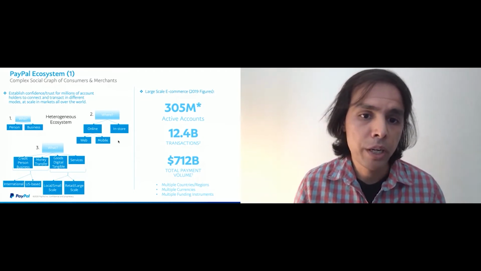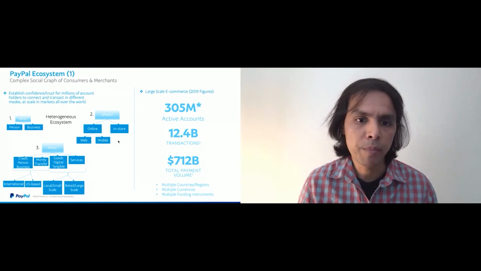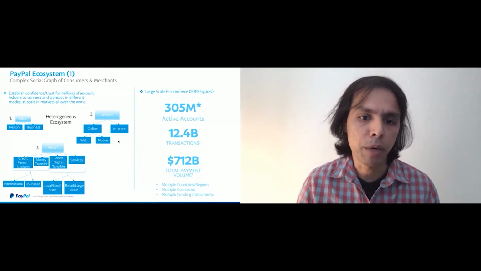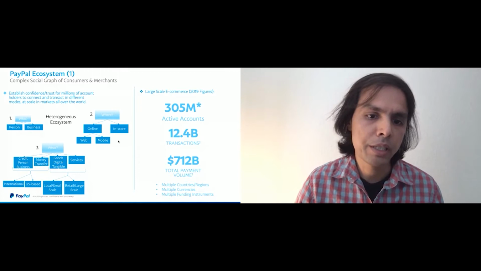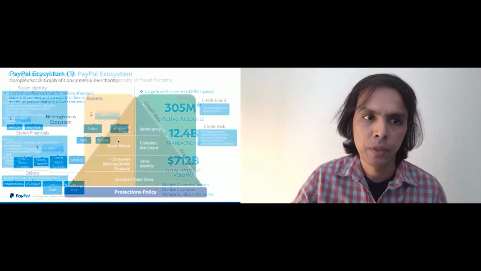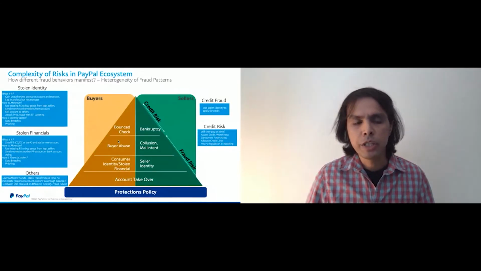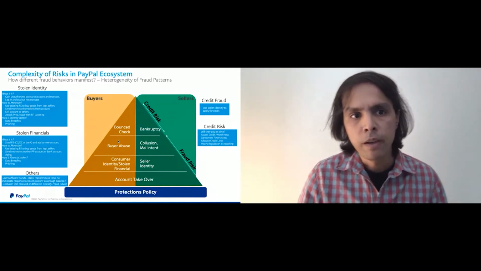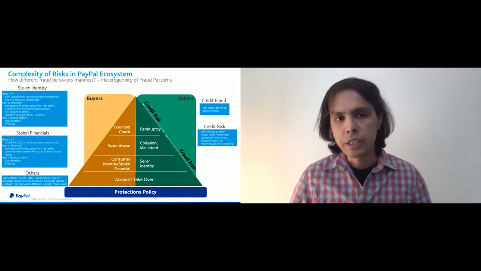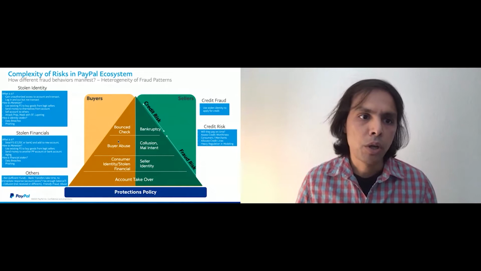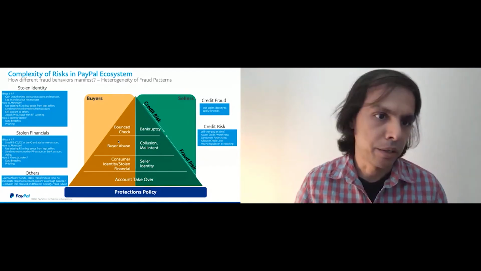Also 12.4 billion transactions, that's about 30 million per day. And this is all happening in multiple countries, multiple currencies, and multiple funding instruments. So not only is there heterogeneity in the PayPal volume in terms of the kinds of populations that it sees, but there's also heterogeneity in the types of fraud patterns.